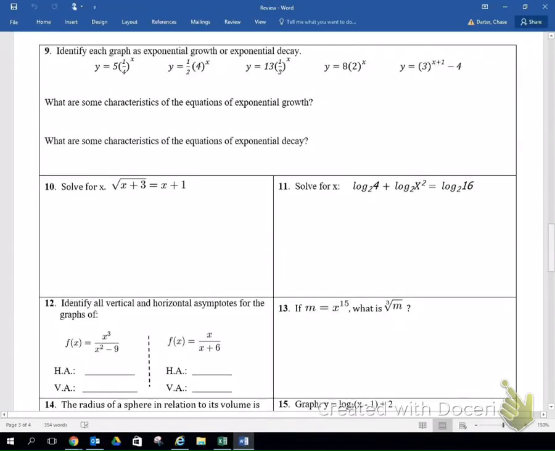Alright, so in this video we're going to cover problems 9 through 13. Number 9 says identify as exponential growth or decay. We're going to go ahead and answer the questions first.